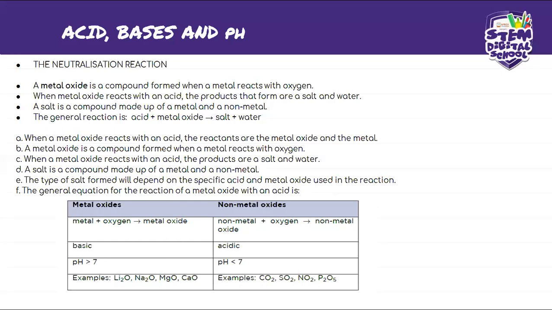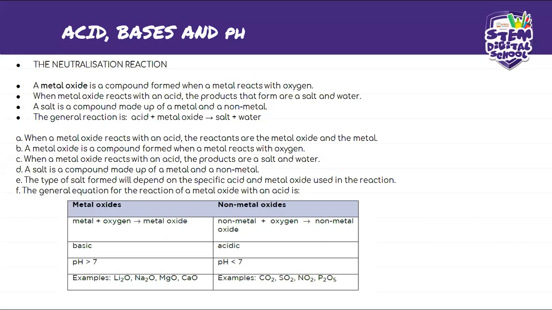So let's see how a metal oxide is formed. A metal reacts with oxygen to give you a metal oxide. And when this reacts with water, you get a basic solution. Then when a non-metal reacts with oxygen, we get a non-metal oxide. And remember, a non-metal oxide reacts with water to give you an acidic solution.